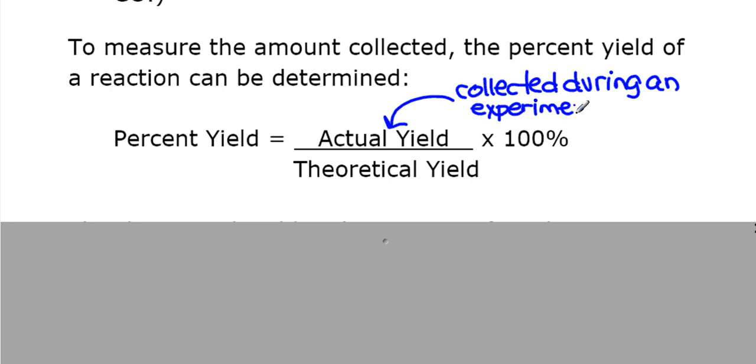So you do your experiment, you take the mass of your sample, that's your actual yield, how much you actually produced in the experiment. On the bottom, we have something called theoretical yield, and theoretical means in theory. If we were to predict how much product we would get, this would be the number. This would be something you would do a calculation with on paper. So technically all of the calculations that you've been doing so far on paper have been theoretical calculations.